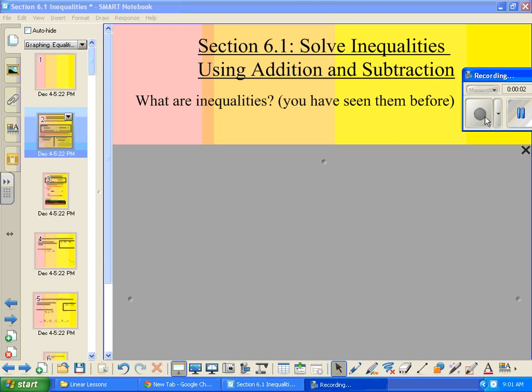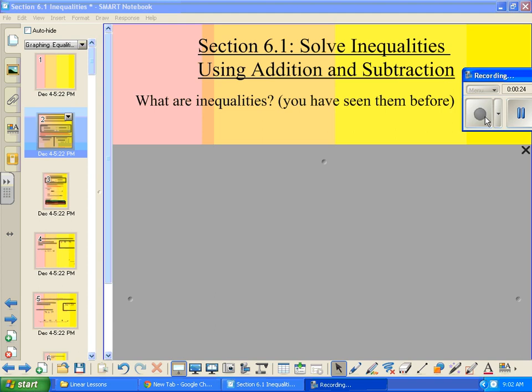Today's lesson is on section 6.1, solve inequalities using addition and subtraction. I'm actually going to go through 6.1 and 6.2 today because they both are very similar, both solving one-step inequalities. At this point, I'll usually ask the student what are inequalities, and I'll try to jog their memory with a few hints on what they might be, but it's usually something they can come up with.